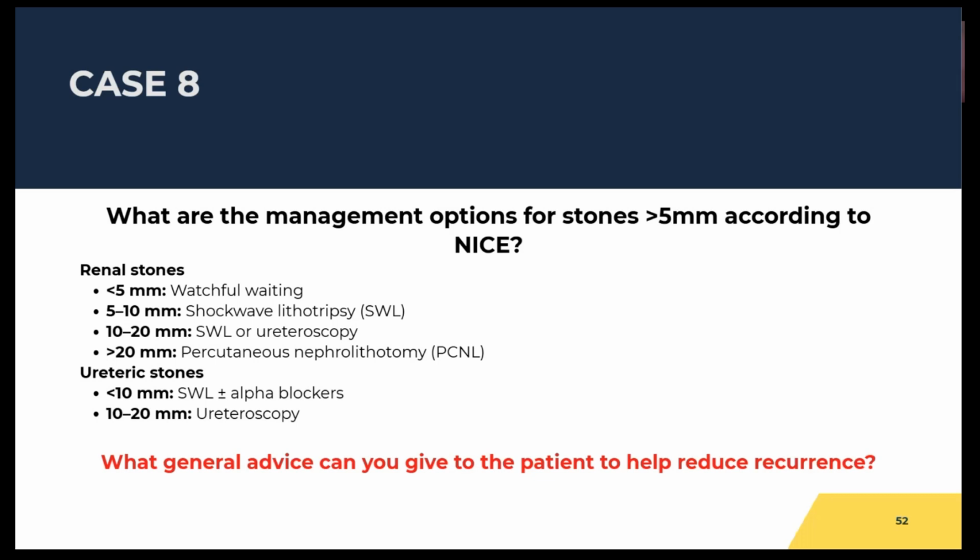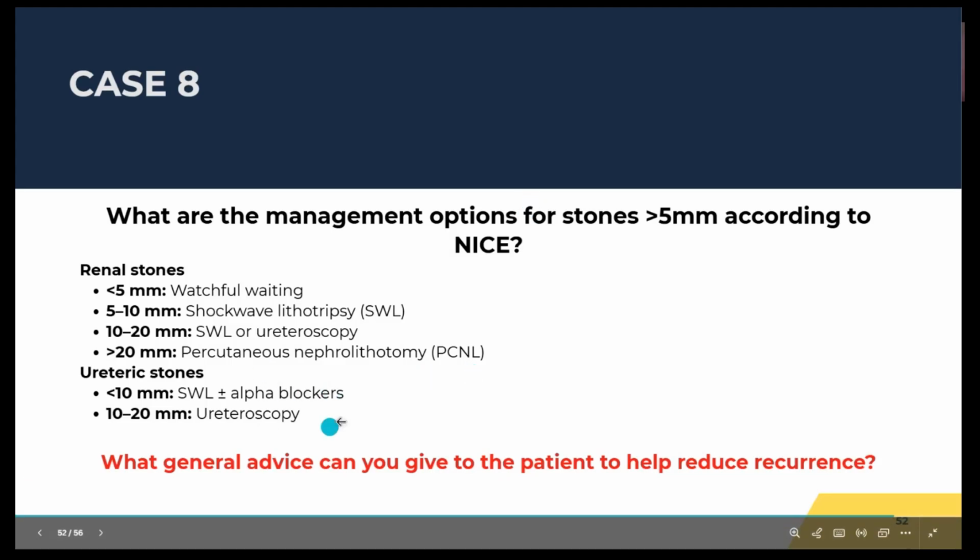And then over 20 millimeters, you have percutaneous nephrolithotomy. This is when you have access through the skin into the renal collecting system, and this can help drain the urine. So for ureteric stones, you can use SWL or alpha blockers. Then if it's 10 to 20, you could use ureteroscopy.